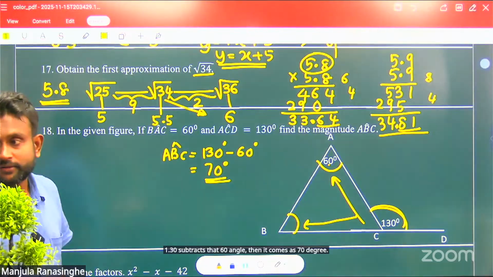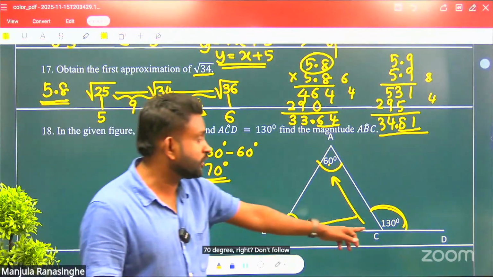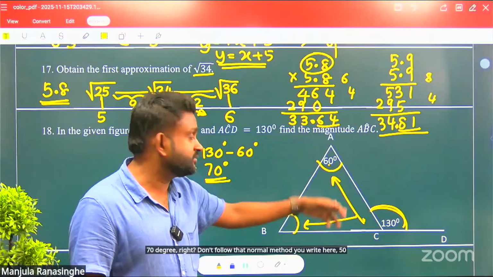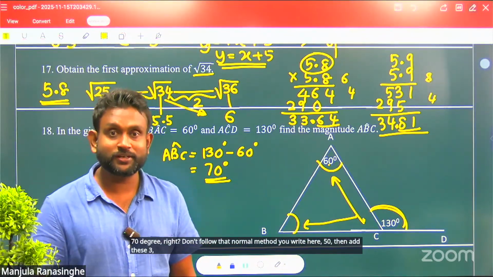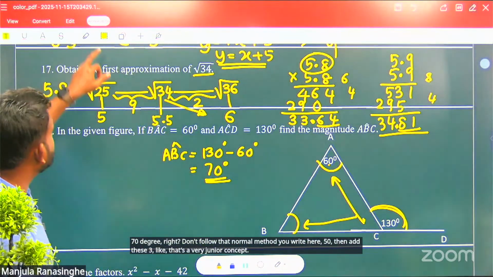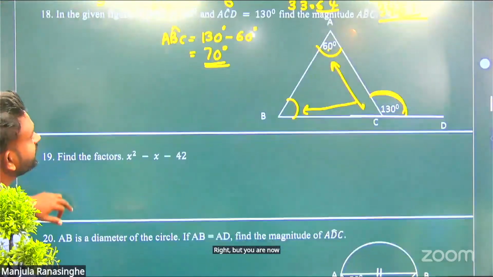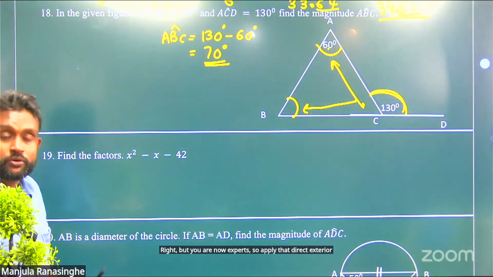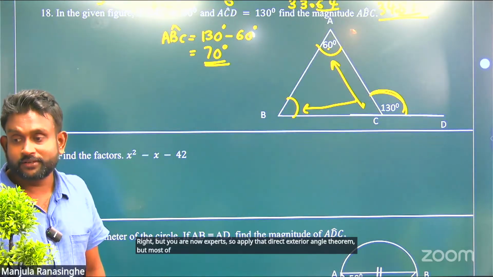70 degrees. Right? Don't follow the normal method, where you write here 50, then add these three. That's a very junior concept. But you are now experts who apply the direct exterior angle theorem. Most students try to do the traditional method.